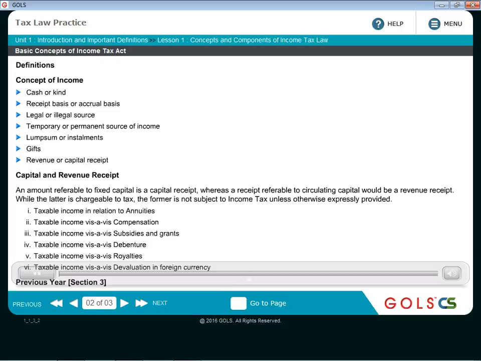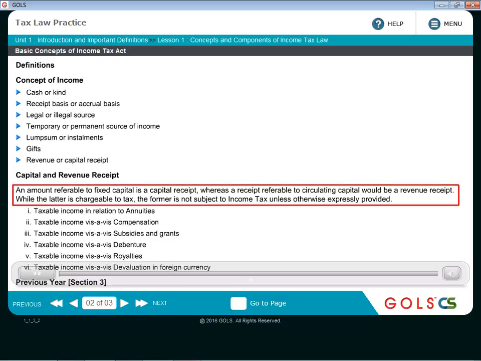An amount which is referred to as fixed capital is a capital receipt, whereas a receipt referable to circulating capital would be a revenue receipt. That means any amount referred to as fixed capital will be a capital receipt, and other receipts will be considered as revenue receipts. While the latter is chargeable to tax, the former is not subject to income tax unless the provisions are expressly provided.